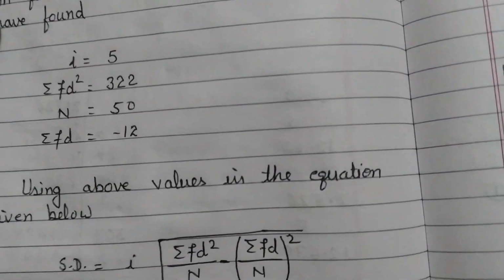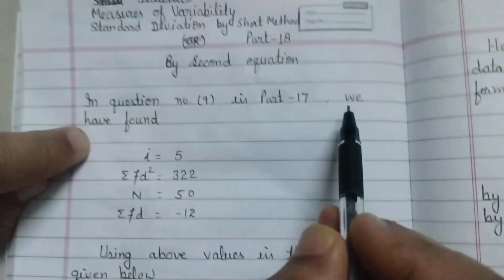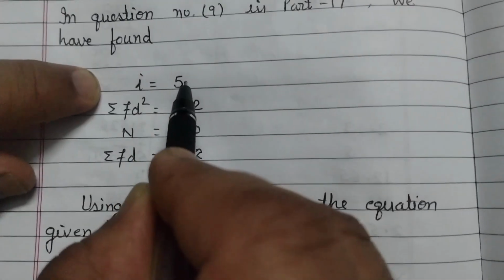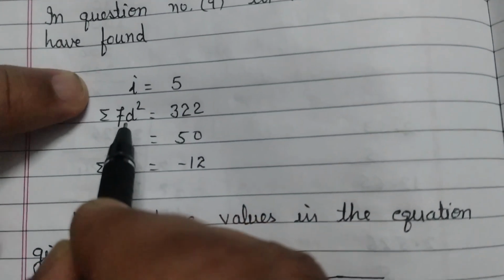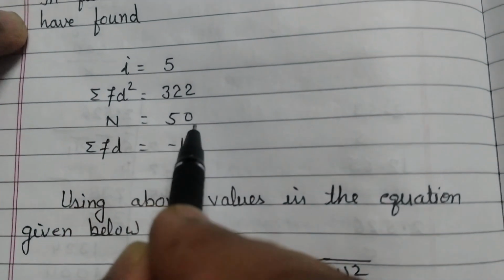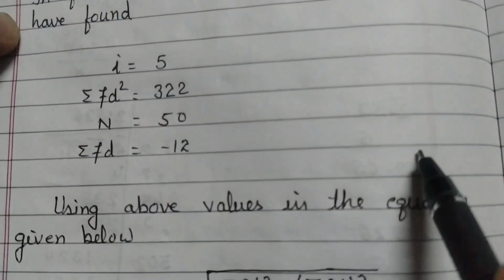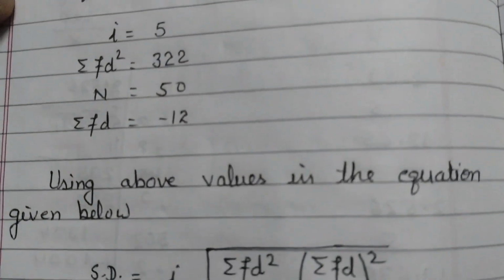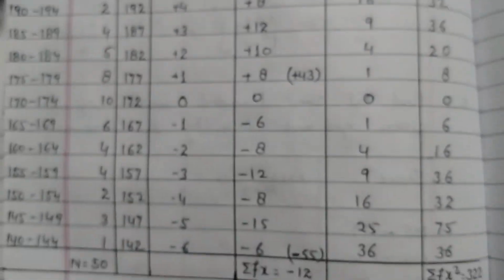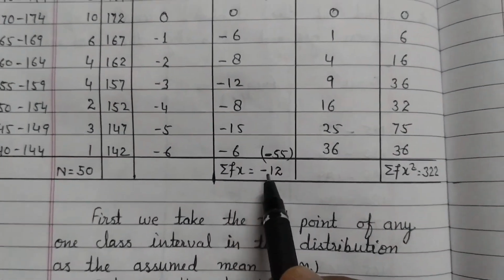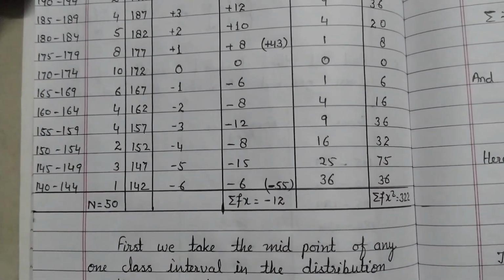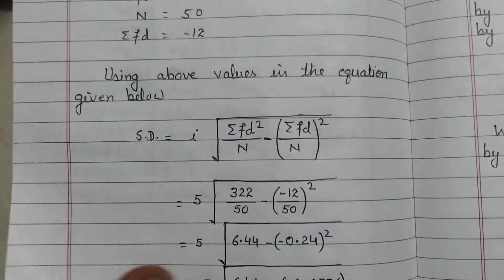So in question number 9, in part 17, we have calculated I, the class interval, is equal to 5, summation FD square, or summation FX square, is equal to 322, n is equal to 50, and summation FD is found to be minus 12. So look at this question once more. This I have calculated: summation FD is minus 12, and summation FD square is equal to 322. So in part 17 you have to also go through part 17.